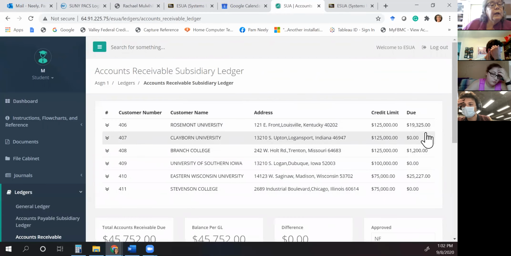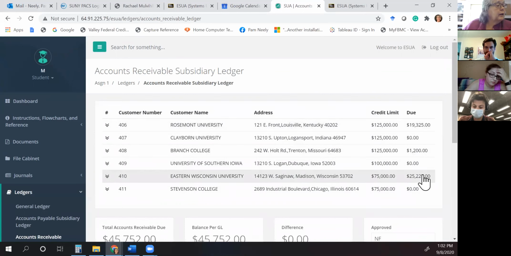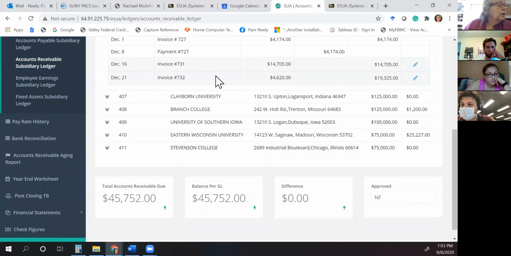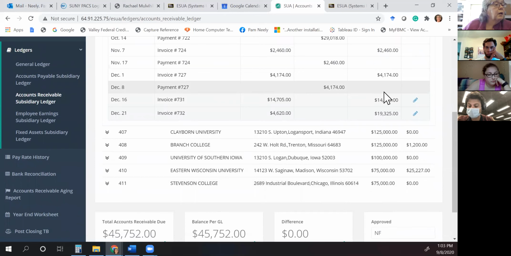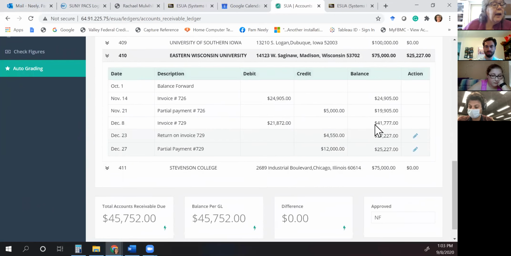These three each have a balance, right? Rosemont, Branch College, and Eastern Wisconsin. So we need to look at Rosemont. Are they all current? At December 8th, they had a zero balance. So yes, they are current. They owe $19,325, but it's current. Branch College, we just discussed. I gave you the big hint on that. It's over 90 days. And then Eastern Wisconsin, you need to analyze this, okay?